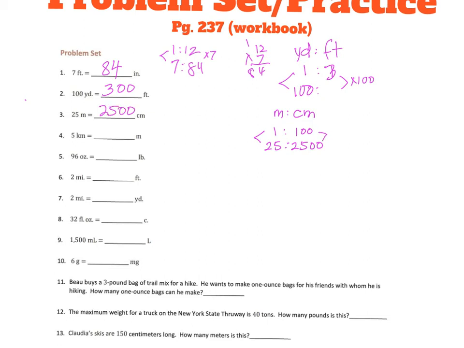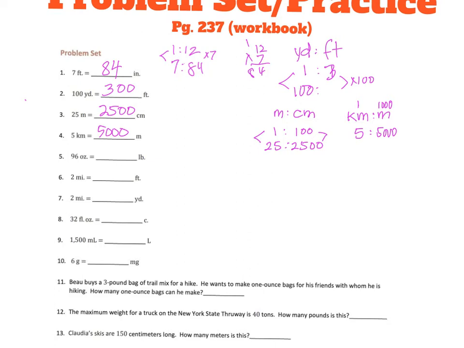Okay, what about 5 kilometers? 5 kilometers to however many meters, and I know I've got a 5, so I'm going to look back at my table, and I'm looking at page 231, and I'm going kilometers and I'm going meters. So if I've got 1 kilometer, I have, it says 1,000 meters. So if I have 5, it's going to be 5,000 meters.